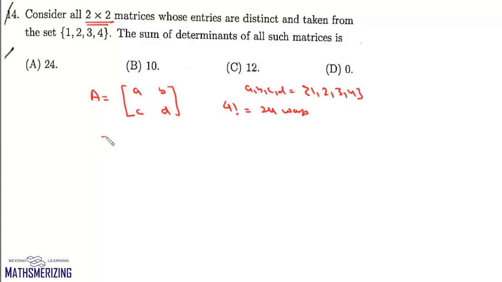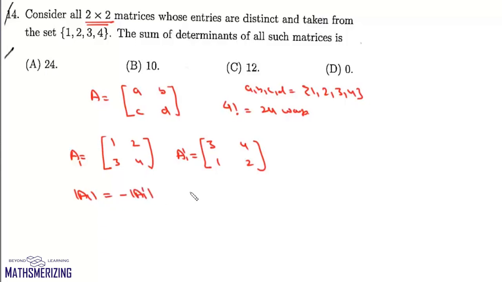Now for every arrangement, say 1, 2, 3, 4, we'll have a matrix in which the 2 rows are interchanged. So there will be this matrix which is 3, 4 and 1, 2. Now if this matrix is A1, then this matrix will be A1 dash. Now we know that the determinant of A1 will be equal to minus the determinant of A1 dash. That is, the determinant of A1 plus the determinant of A1 dash will be 0.